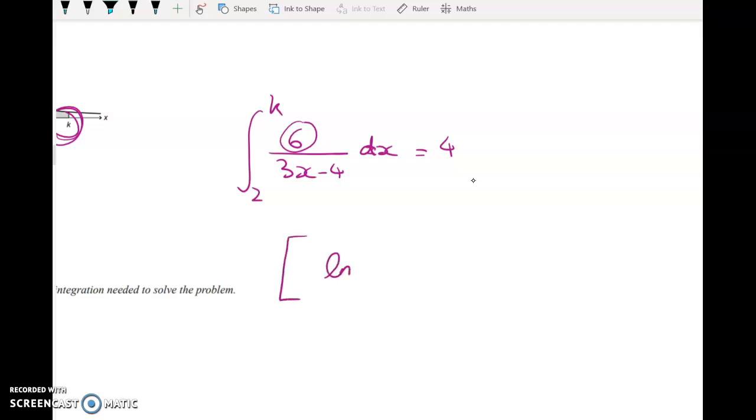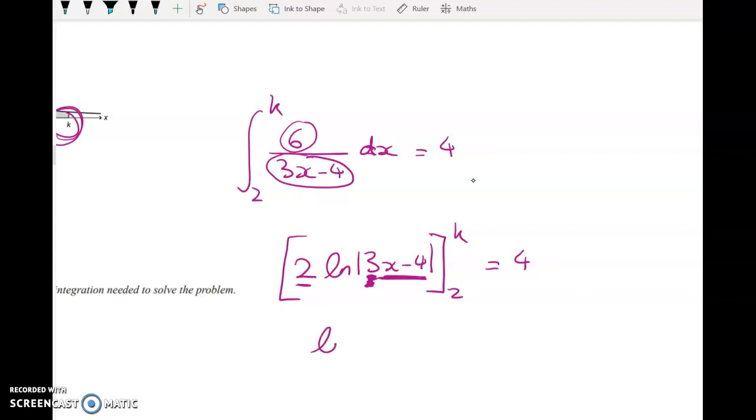So here we'll have the natural log of 3x minus 4 times 2, evaluated at k and 2, right? So where this is coming from is that the log of 3x minus 4 will give me 1 over 3x minus 4 times the derivative of the inside function, which is 3. I don't want 3, I want 6, so I have to times it by 2, and that equals 4. I'm going to take this constant through and have this.